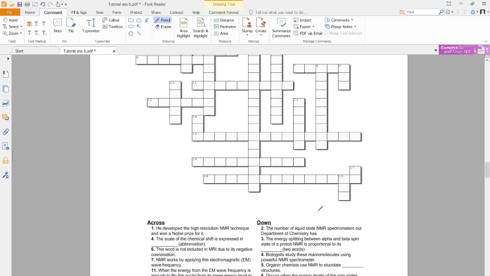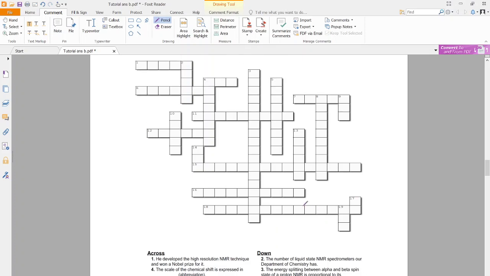So let's do number 4. Number 4, across. The scale of the chemical shift is expressed in what? And it's an abbreviation. Well, we know that. It's going to be ppm. The chemical shift will be in ppm.